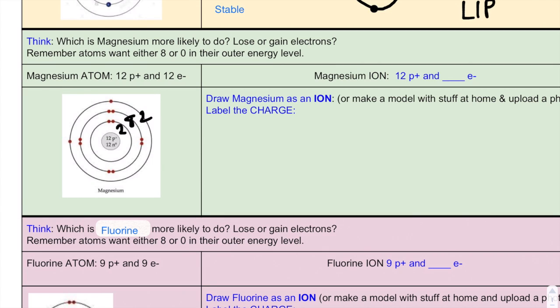So to become stable, it would either have to lose 2 or gain 6. Well, they never do more than 1, 2, or 3. So losing 2 is easier than gaining 6. And so you can see how it looks in this nice drawing.